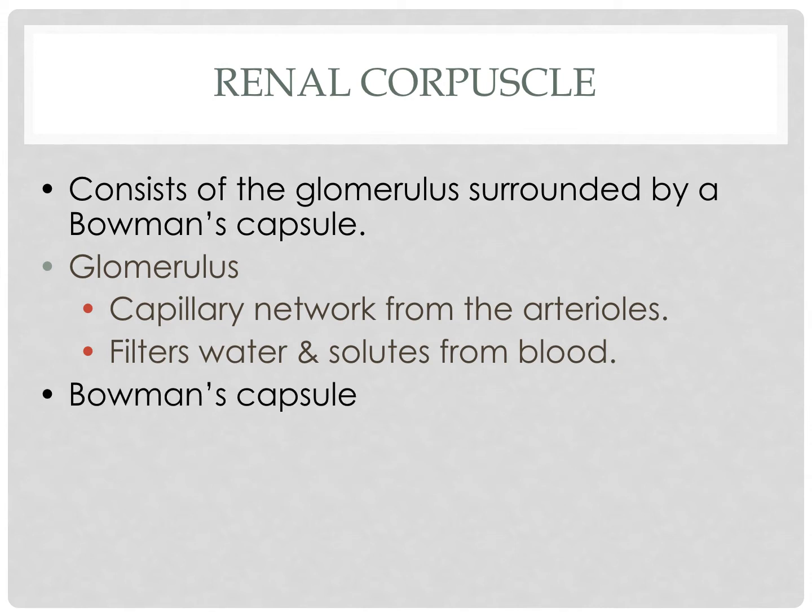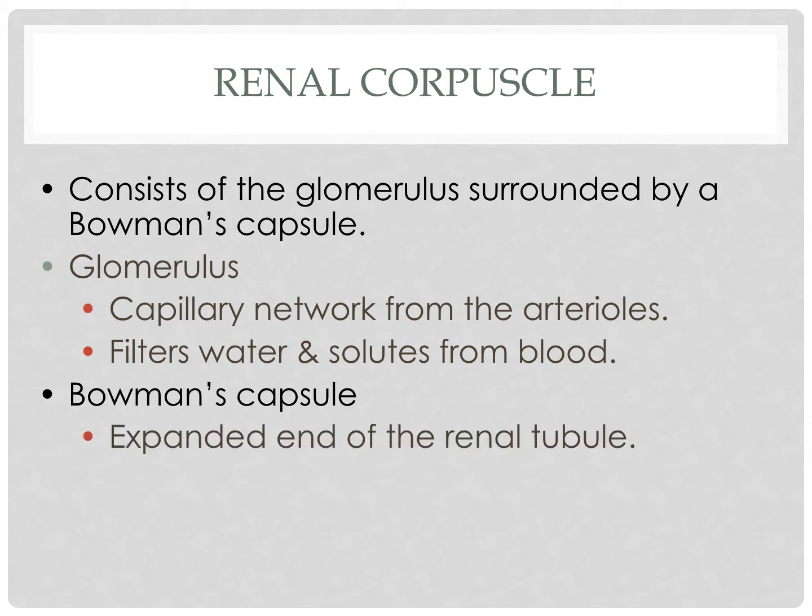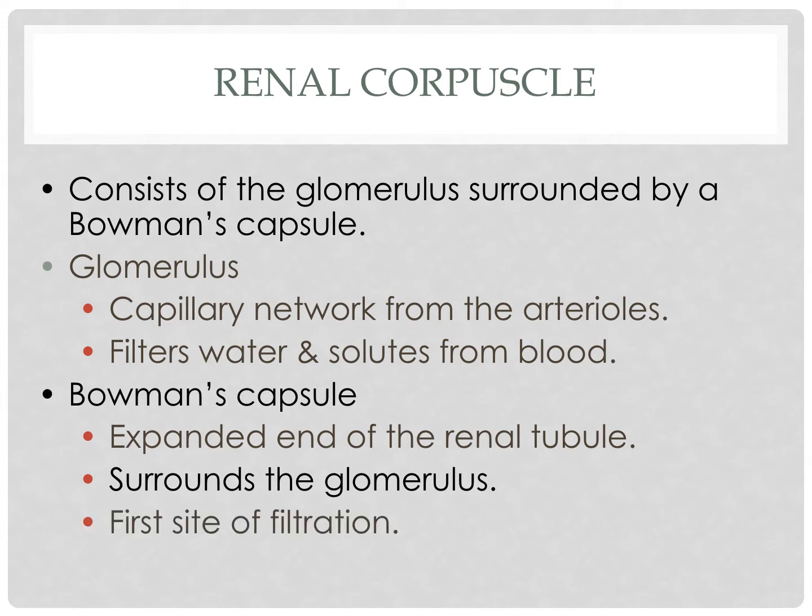The Bowman's capsule, like I mentioned, is an extension of the renal tubule that will surround the glomerulus. It adds in additional protection, and it allows that water and solutes to be pulled out of the blood and have a place to actually go. Your renal tubule, which extends off of the Bowman's capsule, will then take all of that filtrate, since the renal corpuscle is the first site of filtration.